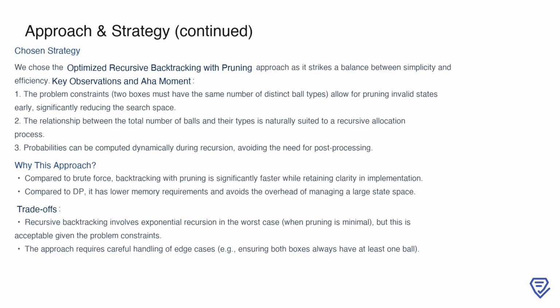Compared to brute force, this approach is much faster while remaining relatively clear and straightforward to implement. And while dynamic programming might be more elegant in theory, recursive backtracking avoids the high memory requirements and complexity of managing a large DP table. That said, this approach is not without trade-offs. In the worst case, where pruning is minimal, the recursion still has exponential complexity. Additionally, careful handling of edge cases is essential, such as ensuring that both boxes always contain at least one ball. Despite these challenges, recursive backtracking with pruning is a practical and effective solution for this problem.